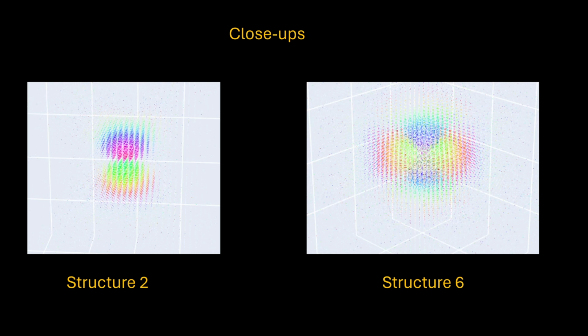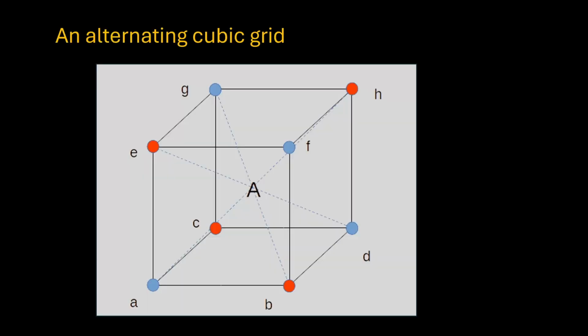Let's look at an idealised cubic grid with phase alternation, which remember is present in all the structures but has been suppressed in these figures. Assume that the amplitudes at each vertex are the same for the sake of this argument. What would a discriminator at capital A measure?